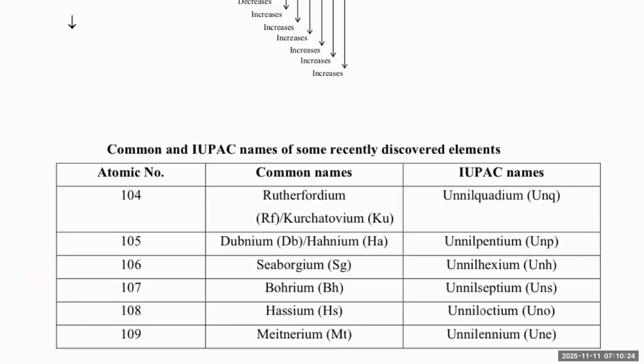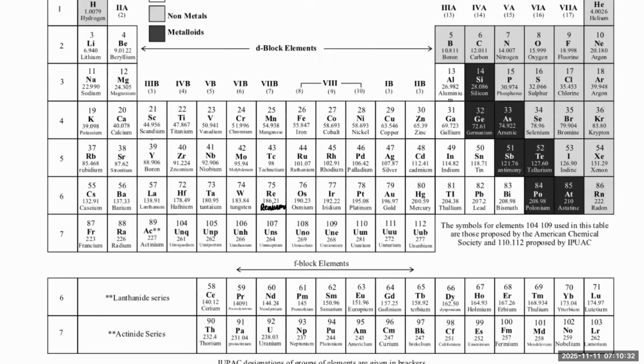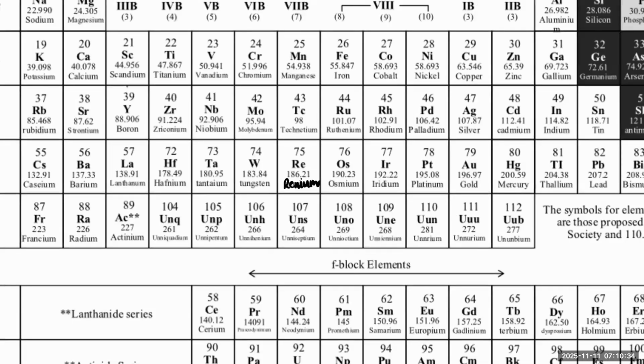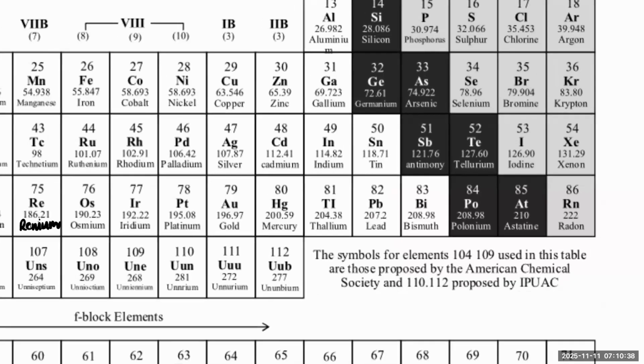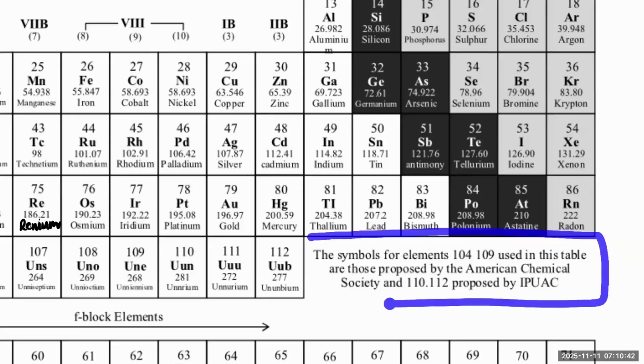Meitnerium, hassium, bohrium, seaborgium, dubnium, rutherfordium. These are from 104 onwards. Got it? And here, if you notice, clear? These elements which you have right after this, those are the new ones which I have written in there. Clear?